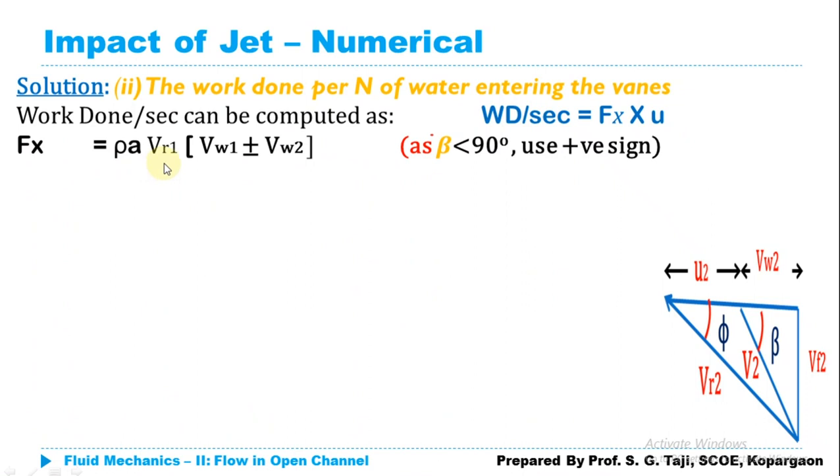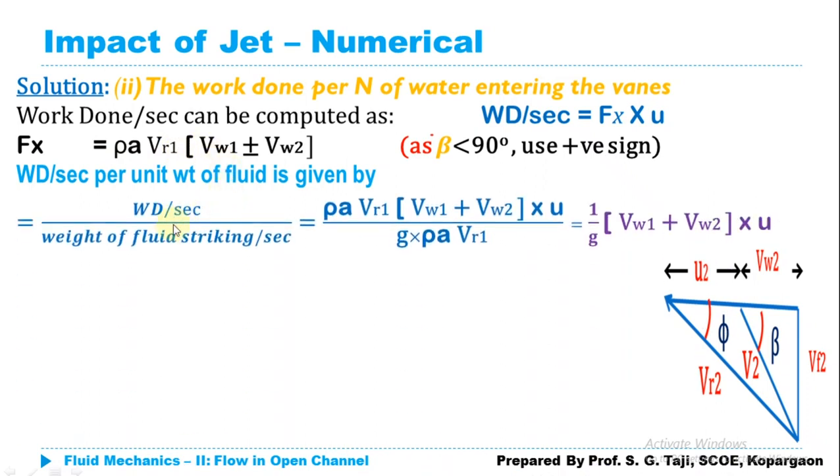Which is given by rho a vr1 multiplied by vw1 plus minus vw2. As our beta is less than 90 degree, we are going to make use of the positive sign. So in this equation, f of x is given by rho a vr1 (vw1 plus vw2). Now work done per second per unit weight of the fluid is given by this f of x multiplied by u, divided by the weight of fluid which is striking the curved vane, that is given by g multiplied by rho a vr1.